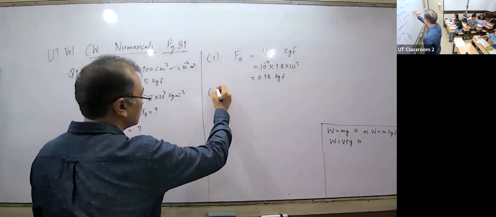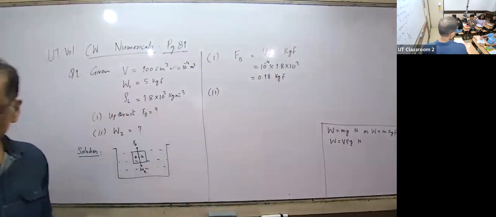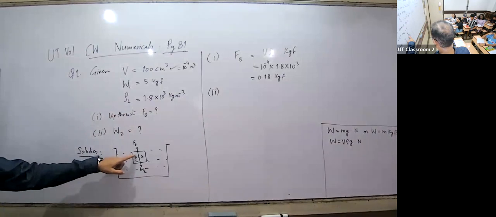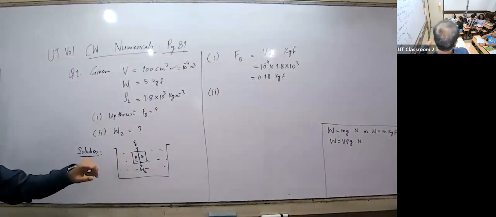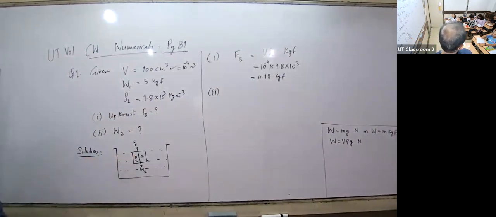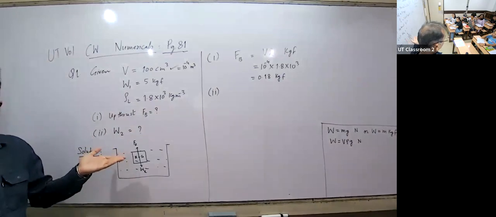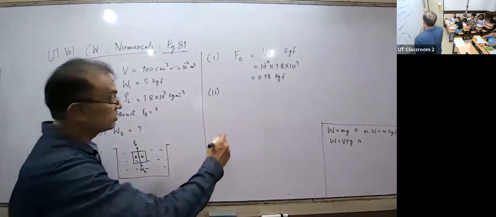So in the next part, you have to find what? You have to find W2. So what is W2? Weight of the solid in liquid. So how is it given? It will be its weight in air minus upthrust. Right? So what is the weight of solid in liquid?